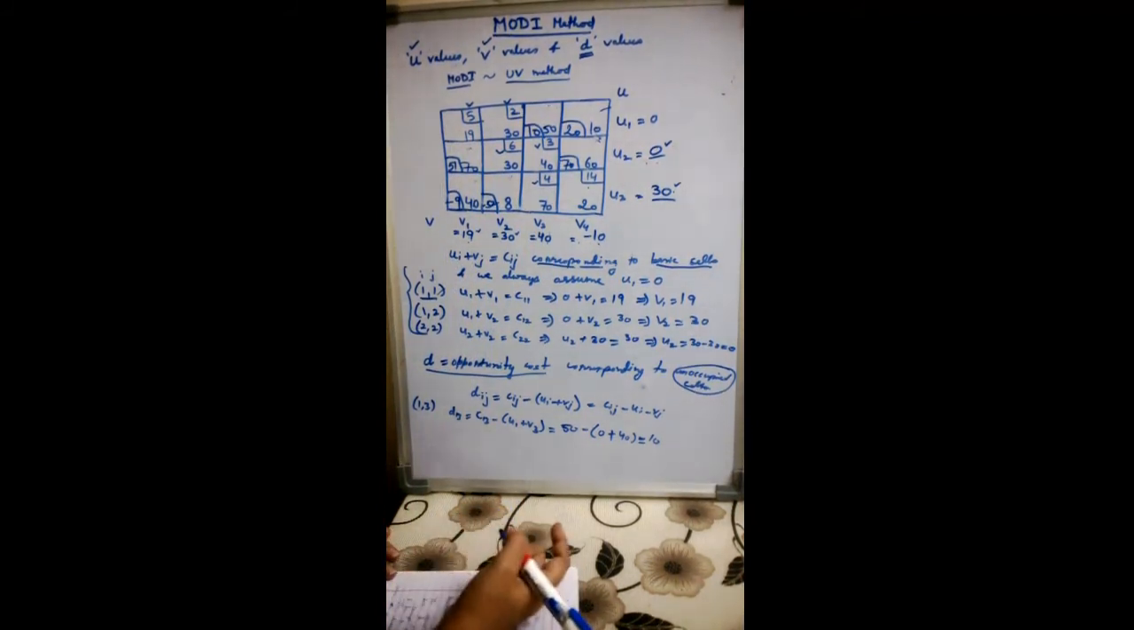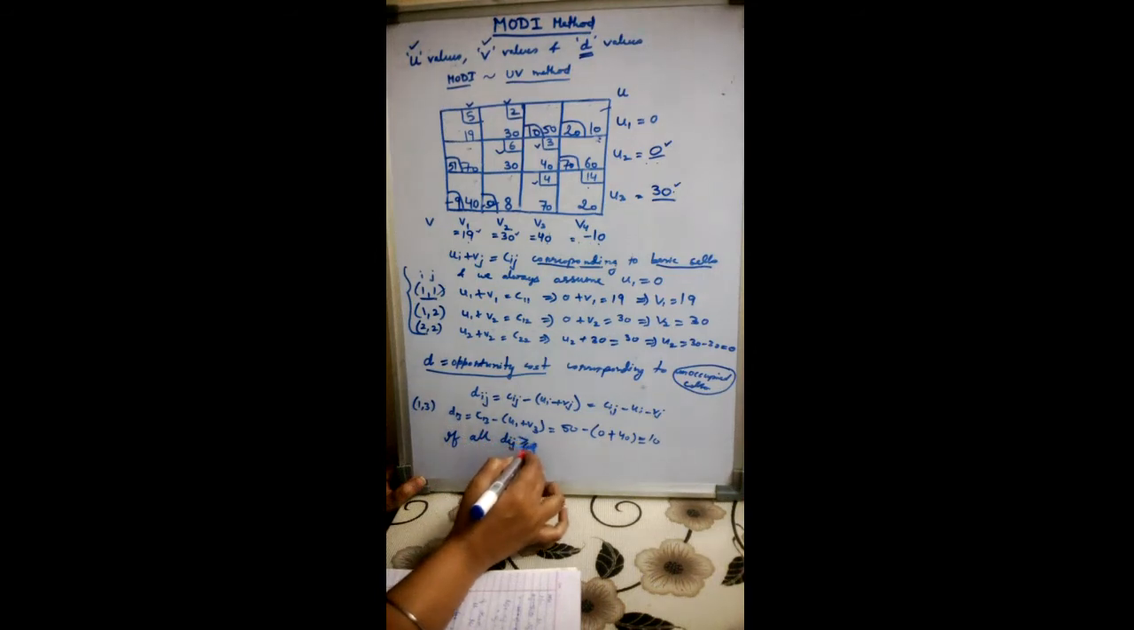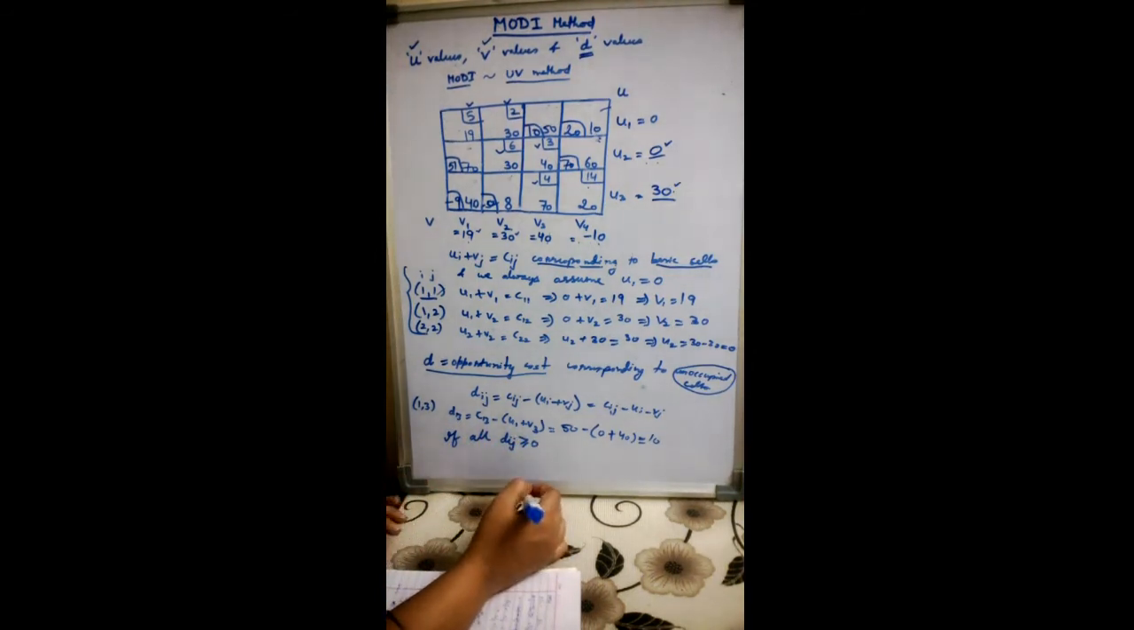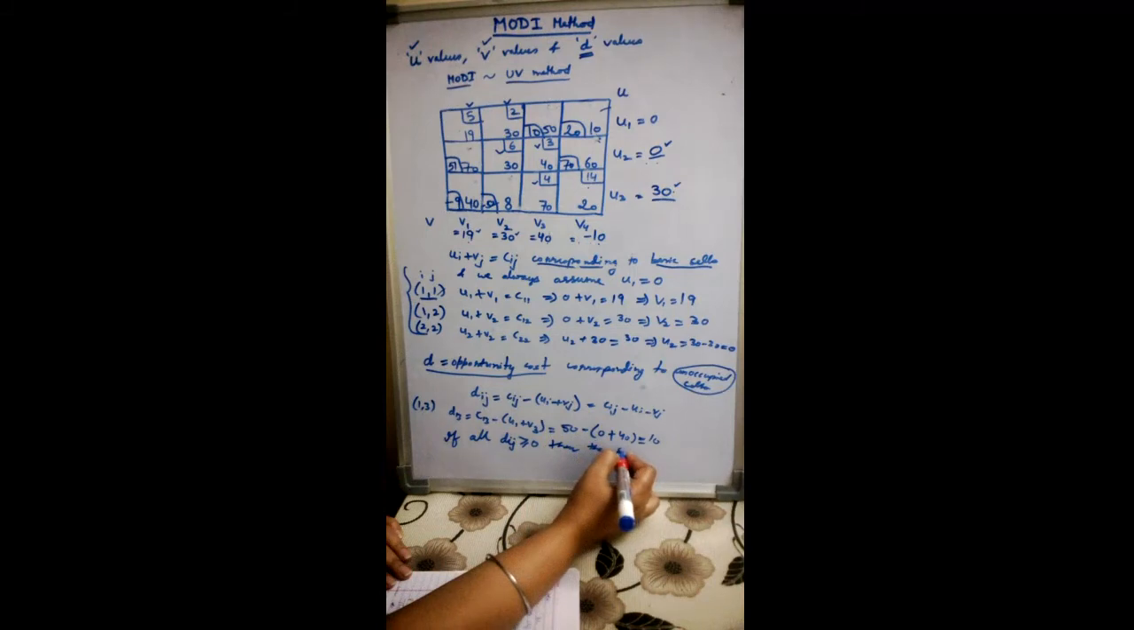Now, this is the criteria to check the optimality. But what will we do with these u, v and d values? With the help of u and v values, we find out the d values, and these d values will decide the optimality of the solution. If all d values are greater than or equal to 0, that is either positive or 0, or some positive, some 0, so if all Dij's are either greater than 0 or equal to 0, then the solution is optimal.